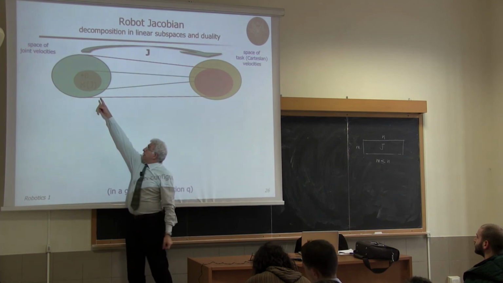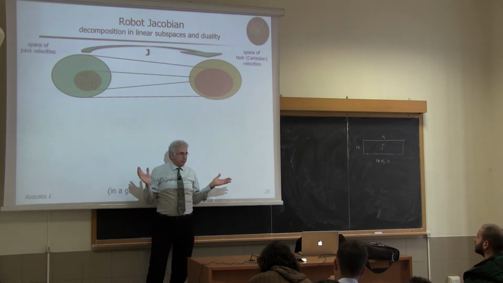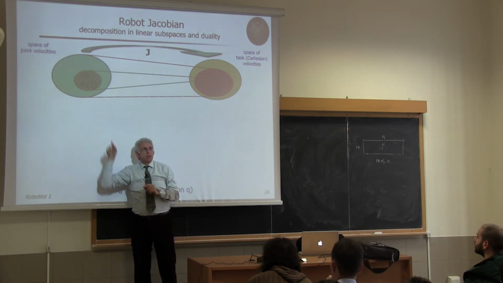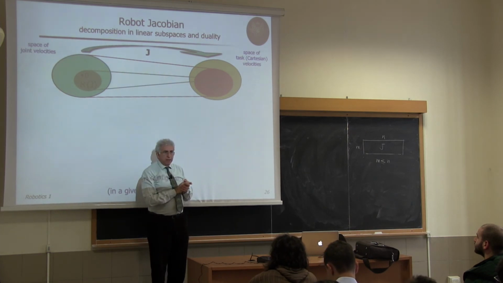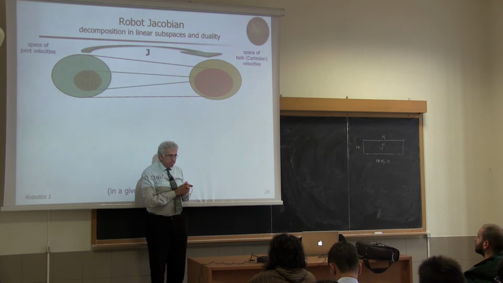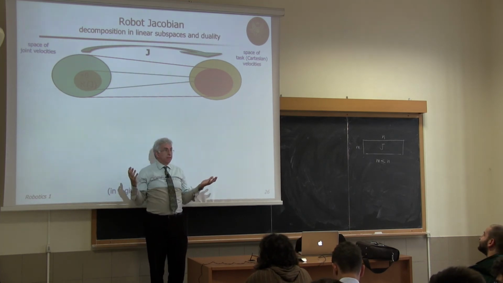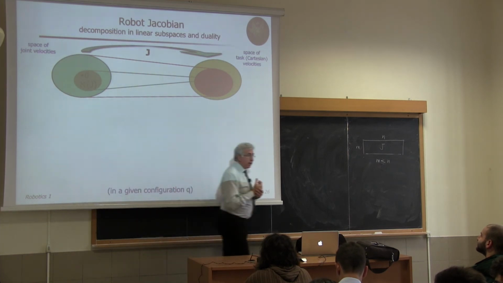So there will be some non-zero joint velocity that produces zero Cartesian velocity. Of course, including the zero joint velocity. If I don't move the joints, nothing happens. This is clear. Zero maps into zero. But there may be other joint velocities that do not move the Cartesian task. Okay? These form the null space, and these are also important. So the null space and range space of J are very important.